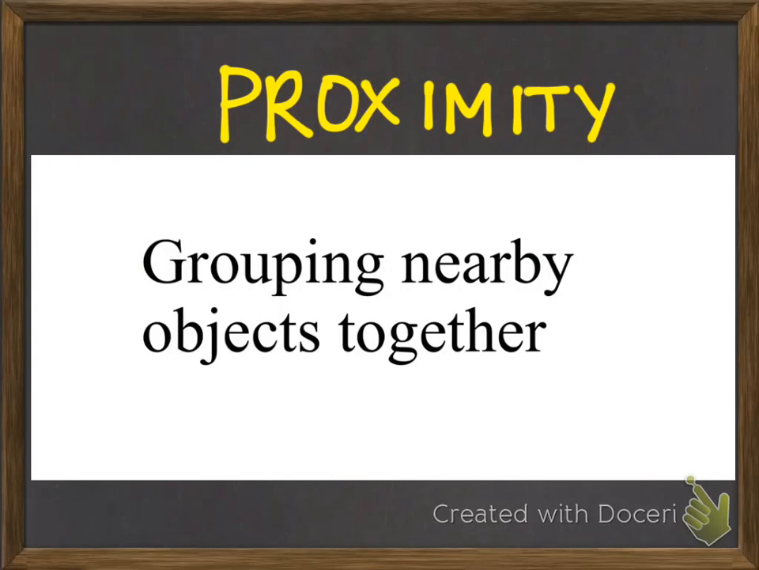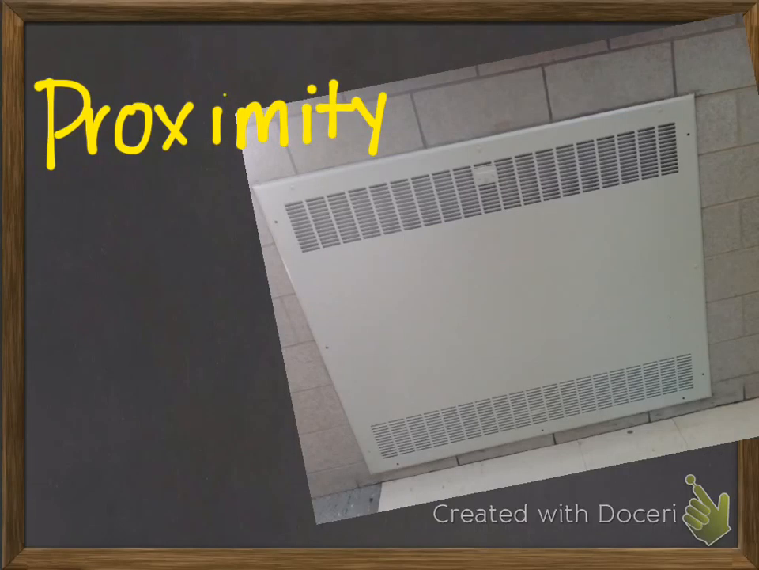Proximity is when we group nearby objects together. This picture demonstrates proximity because we perceive the vents as being organized in columns rather than rows because of the distances between them.